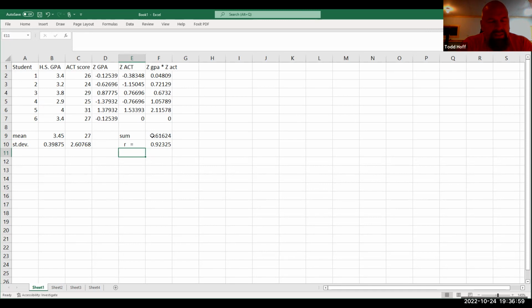Now that is saying 0.9 is close to a 1. So that's saying that yes, it's positive. So that is saying as the GPA gets higher, the ACT score is going to get higher. And 0.92 is a pretty high correlation. Now that's saying there's a pretty strong relationship between those variables.